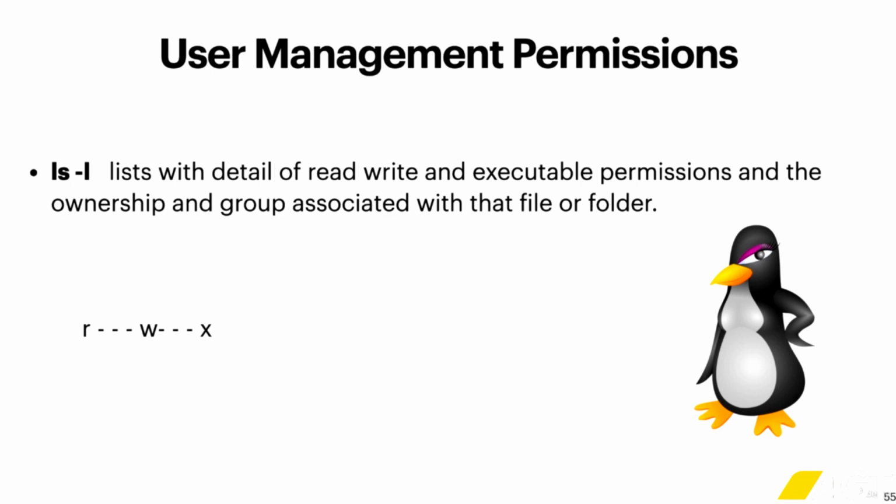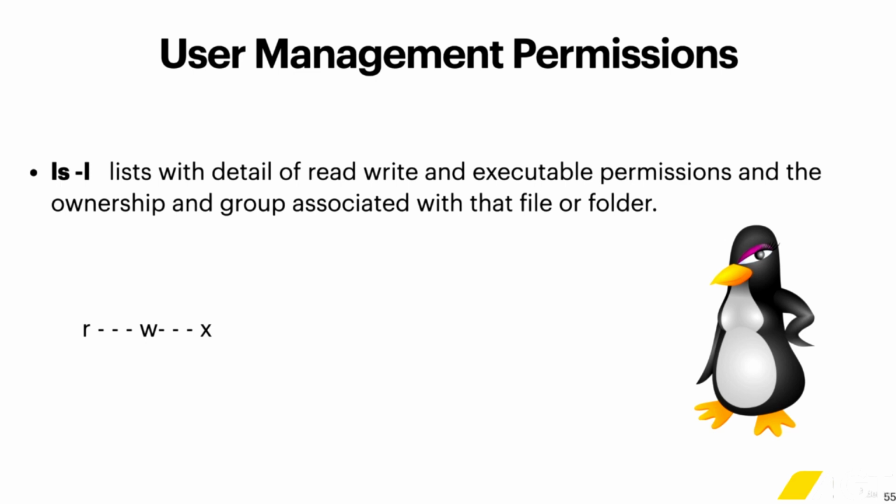Let's see how I can check the owner of a particular file. To check that, I can use the ls -l command. This will list out all the files and folders inside a folder with details, like who is the owner of that file or folder, and who has the different kinds of permissions for that file, that is, who has the read permission, who has the write permission, who has execution permission. It will also tell the group associated with that file or folder.